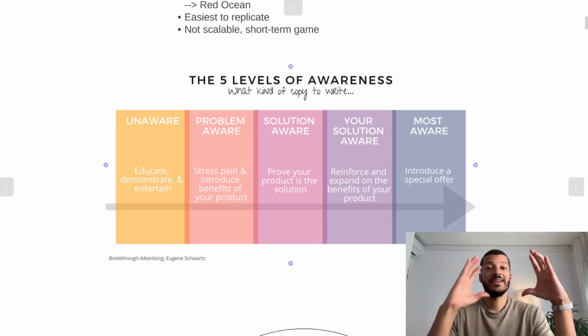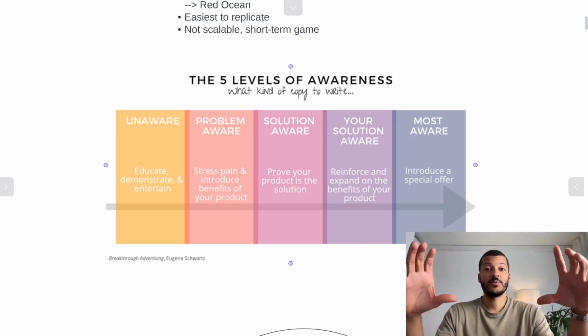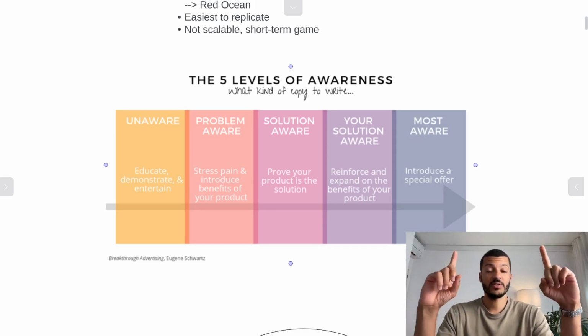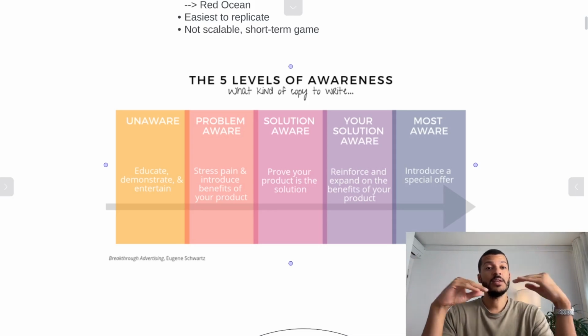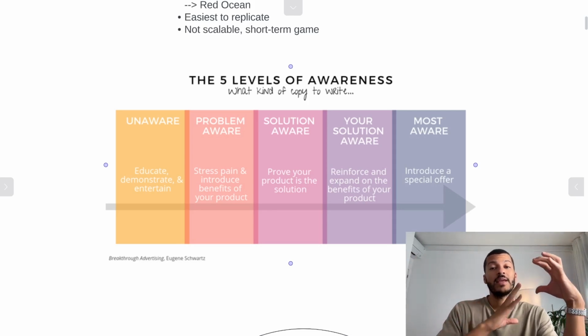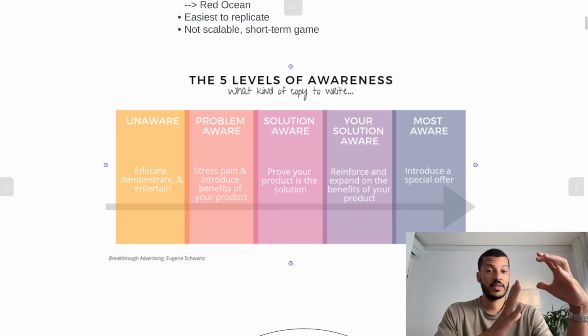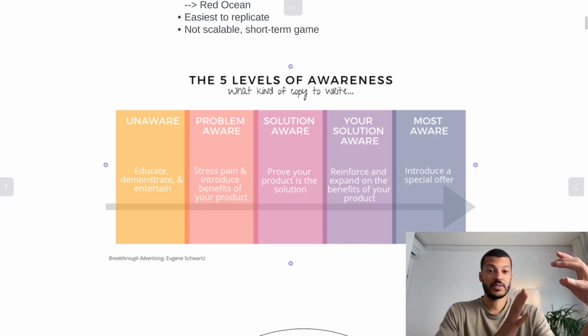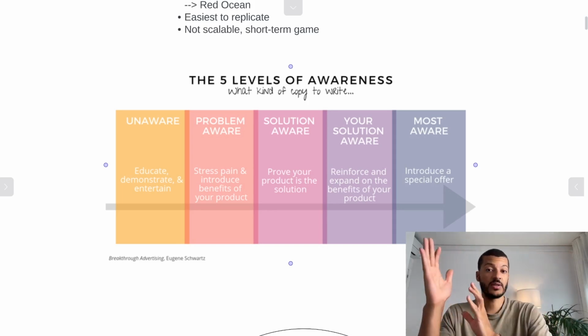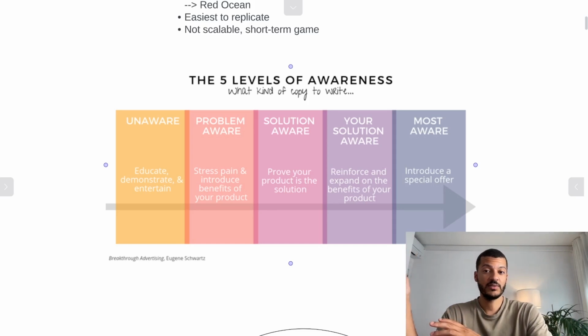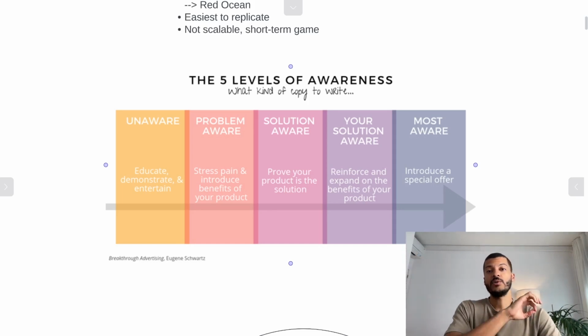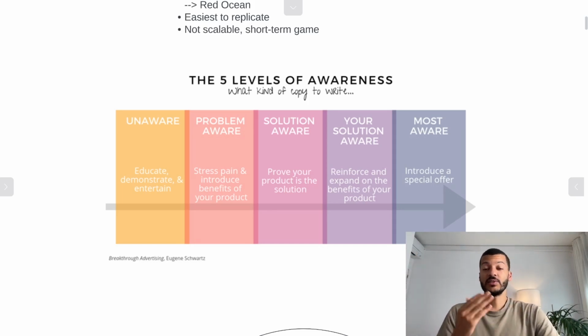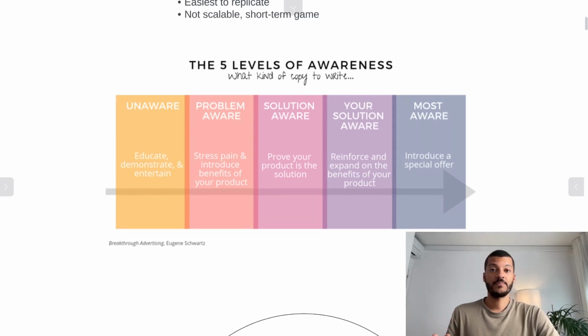So as you can see, those are all potential customers of yours. That's very important to understand. But if we're not speaking to them in the right way, we cannot help them to move from awareness stage, unaware, let's say, for example, to problem aware, then solution aware, then your product aware, and most aware to ultimately buy. So this is our job as the copywriter, marketer, whatever you want to call it, right?